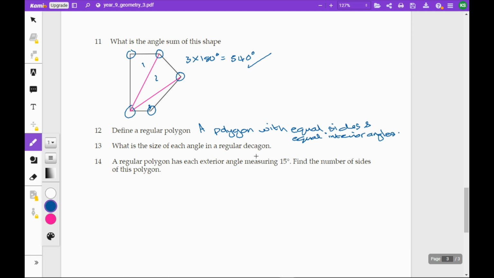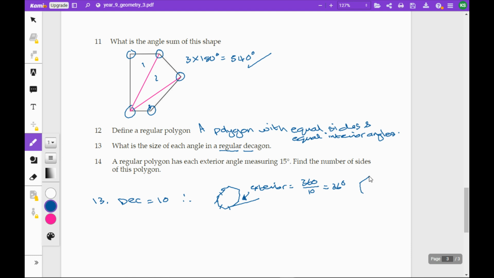What is the size of each angle in a regular decagon? Dec stands for 10, right? So if you have a decagon, let's do question 13 here. So decagon means 10. So remember, if you have a decagon with 10 sides, and you want to find the size of each angle in a regular decagon, which means all the sides are equal, the first thing you've got to do is find the exterior angle. And so the exterior angle will be equal to 360 degrees divided by 10, which is 36 degrees.